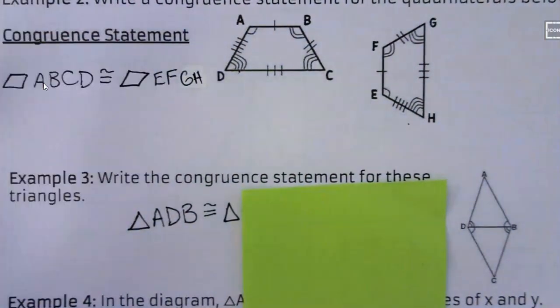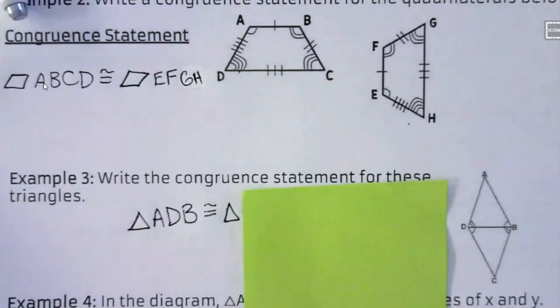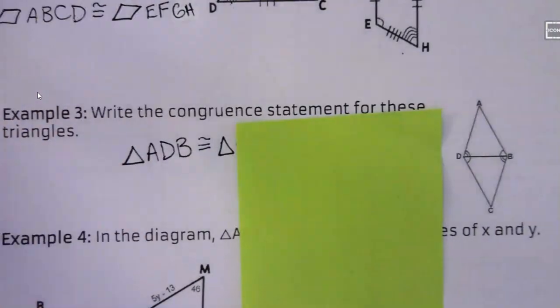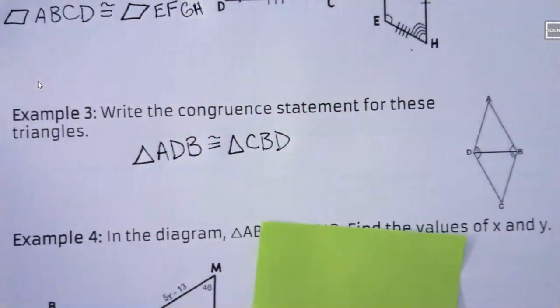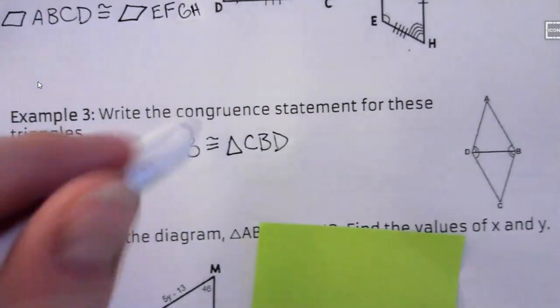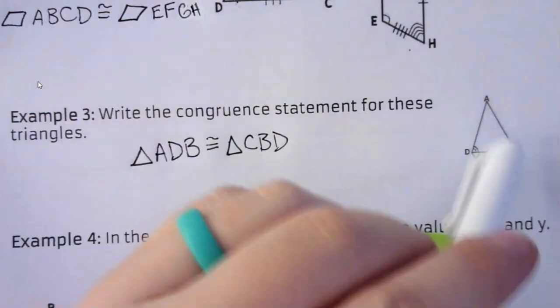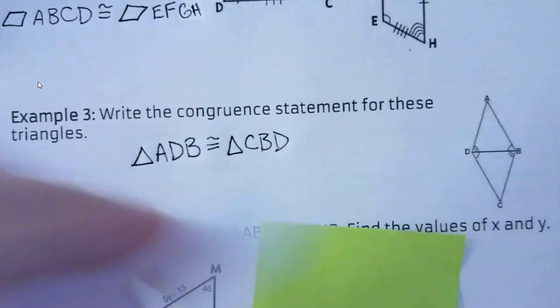I put like the same letters. That doesn't make sense. So sorry for the confusion. Okay, for this one, ADB. So C and A do match up. Okay? But the tricky thing is D from this top triangle matches with B on the bottom triangle.